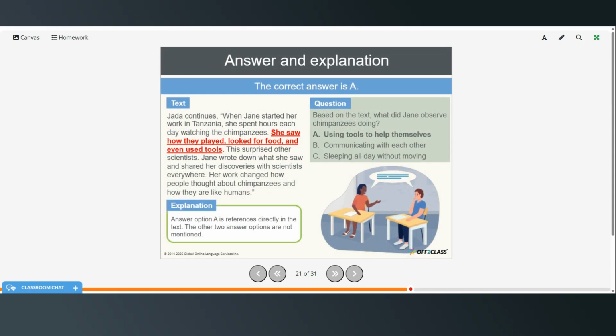Okay, so based on the text, what did Jane observe chimpanzees doing? The correct answer is A, using tools to help themselves. And here's where it states that in the text. She saw how they played, looked for food, and even used tools.